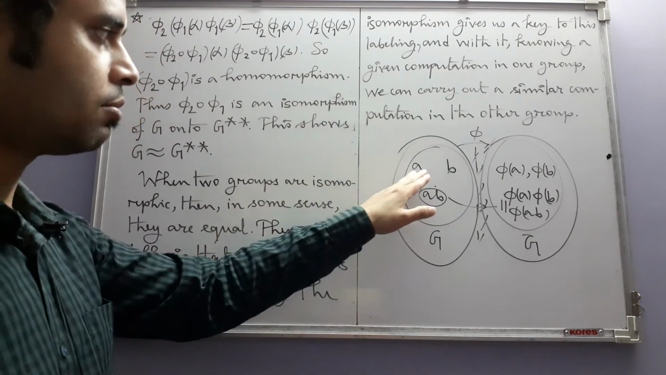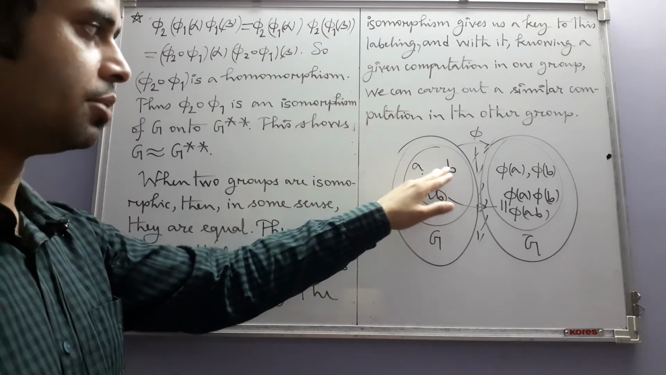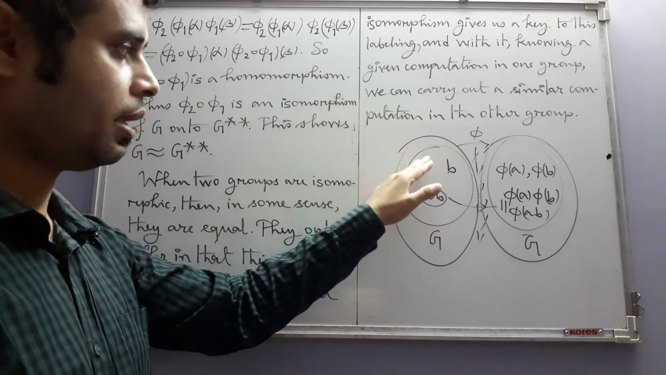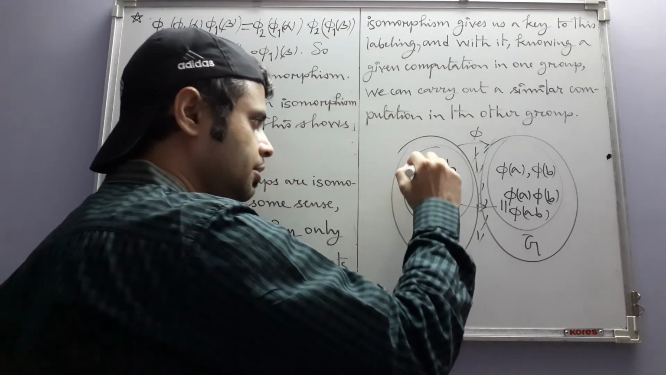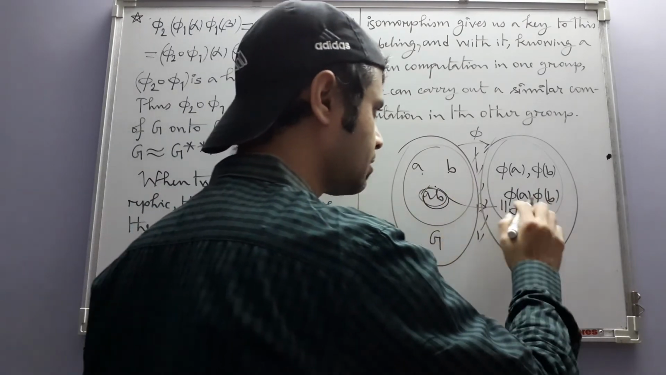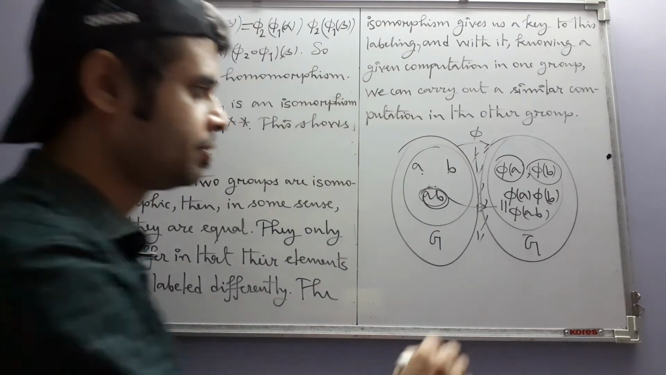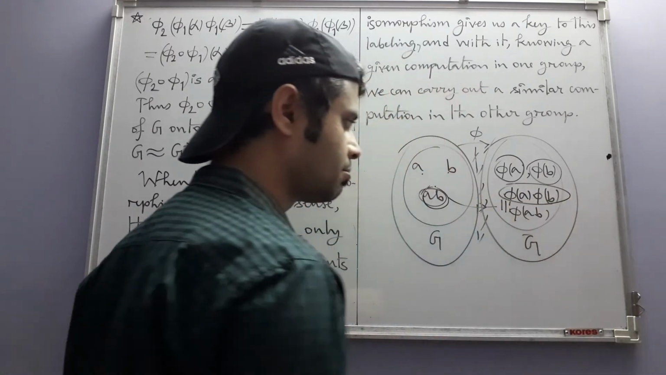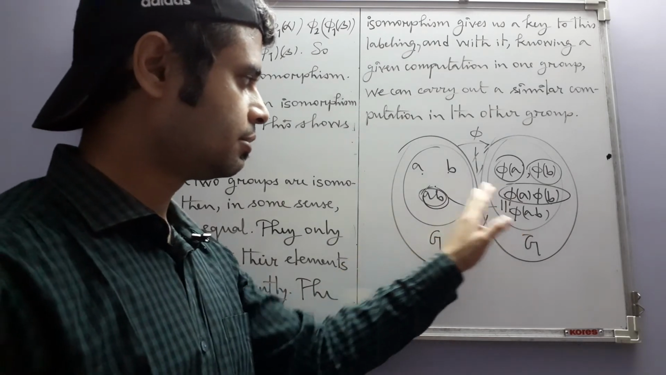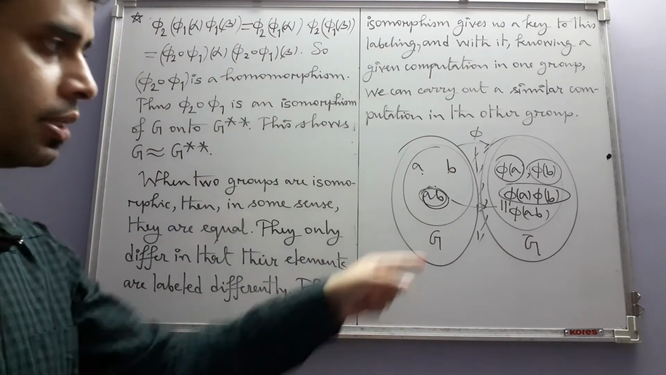It does not matter what you call these elements, what names you give to these elements. In the first group, we have decided to give them the names A and B. You compose them to form AB. In another world, you call them phi of A and phi of B. You compose them to form the element phi A, phi B. It turns out that they are exactly the same calculation in this sense.